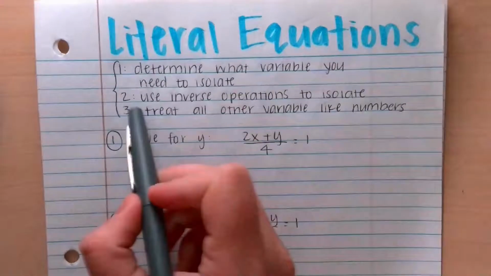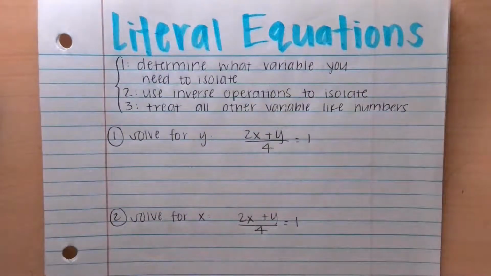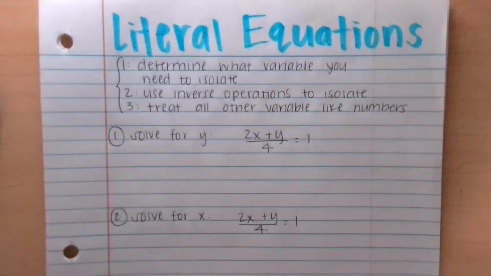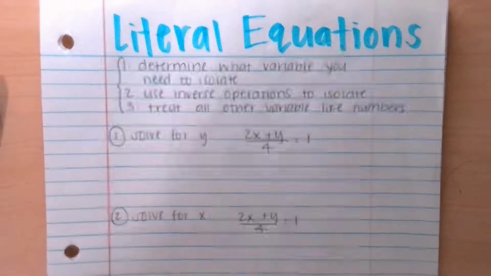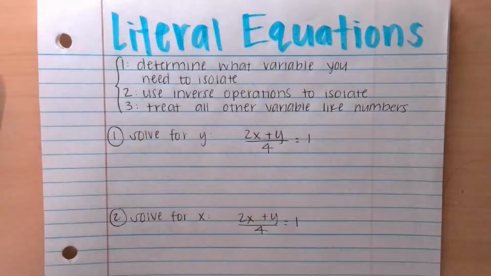Okay. Second step is we are going to use inverse operations to isolate the variable. So that's just exactly what we were doing when we were solving our multi-step equations. Like, what's the opposite of addition? Subtraction. What's the opposite of multiplication? Division. All that good stuff. And the third thing is, when you are using those inverse operations, treat all other variables just like numbers, just like we had been doing with our multi-step equations.